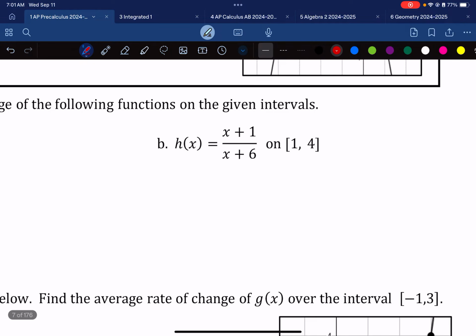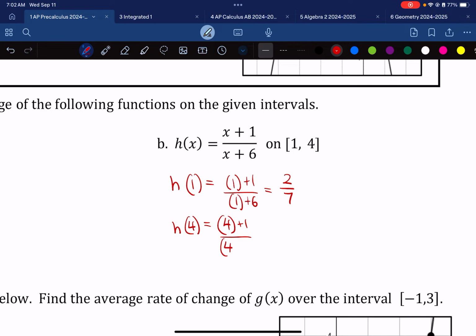All right, so again, I need to find my y values, so I have to plug in 1. When I plug in 1, I'm going to get 1 plus 1 all over 1 plus 6. This is going to be 2 over 7. And then I need to find h of 4. When I plug in 4, I'm going to get 4 plus 1 all over 4 plus 6. And this is going to be 5 over 10. And that can reduce all the way down to 1/2.